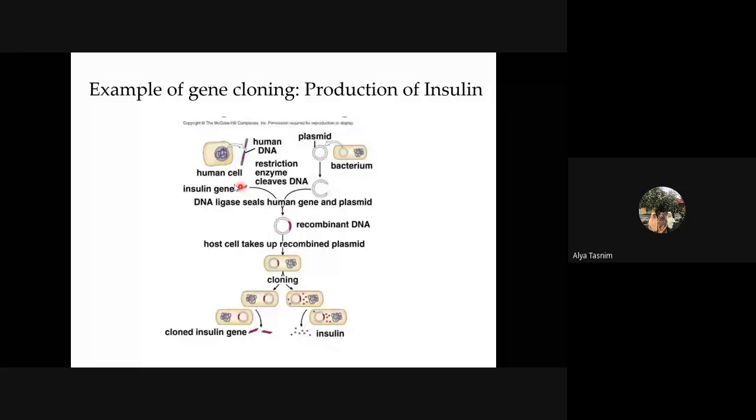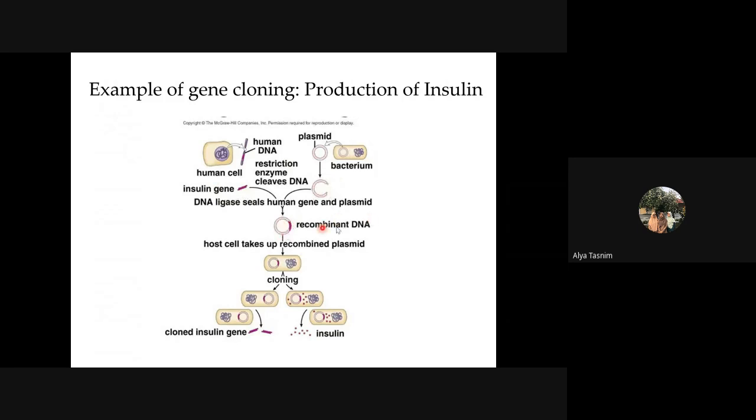Now, gene cloning, the production of insulin. So here is the human cell. You extract out the DNA, you cut with restriction enzyme, and then you produce DNA fragments that may contain the gene of interest that, for example, codes for insulin. So this is the bacterial cell. You extract out the plasmid, and then you cut it open using the same restriction enzyme. So you mix together the cut open plasmid and the foreign DNA to produce the recombinant DNA.